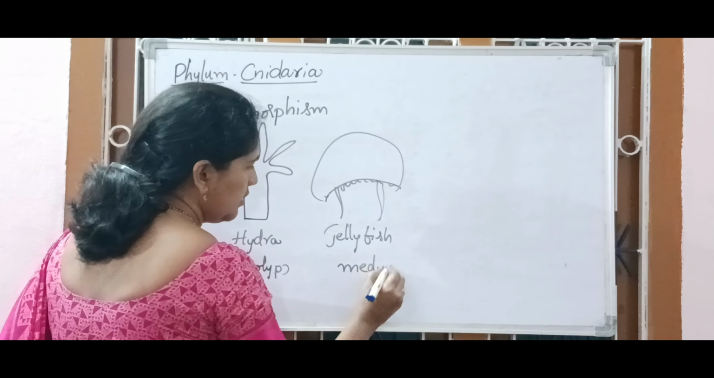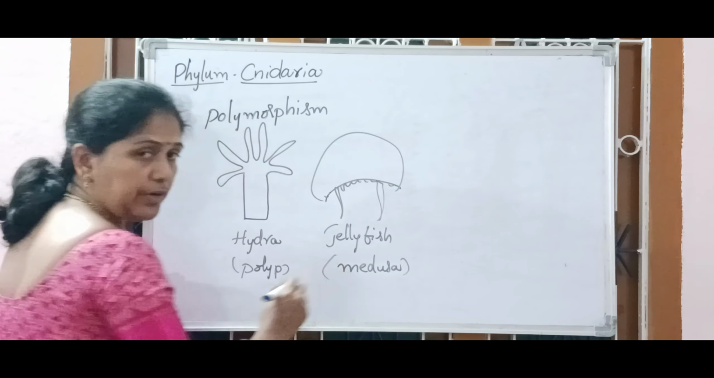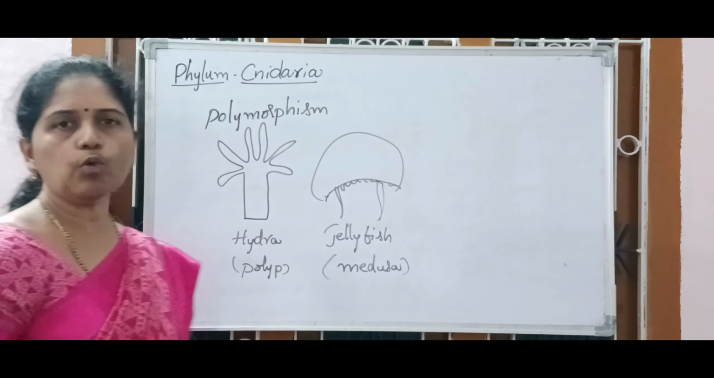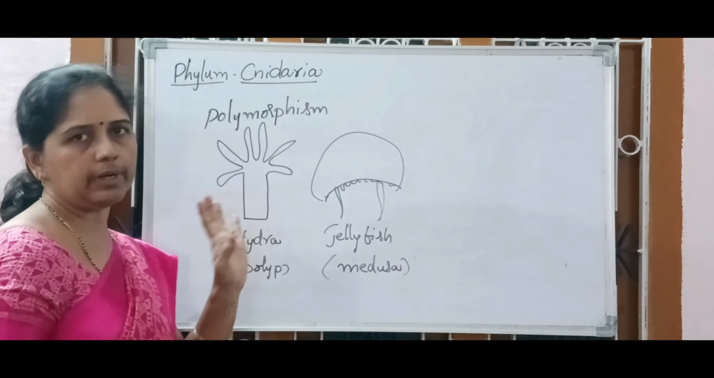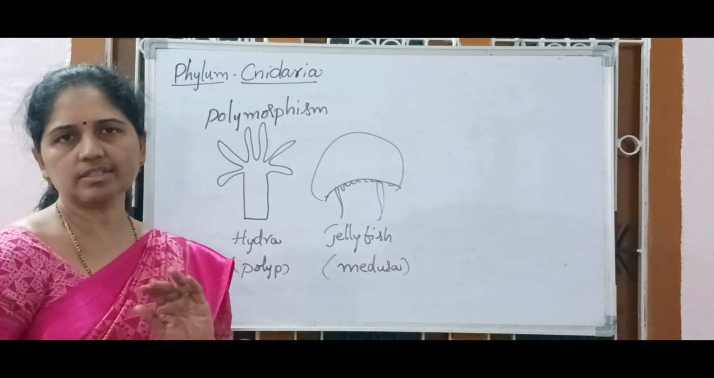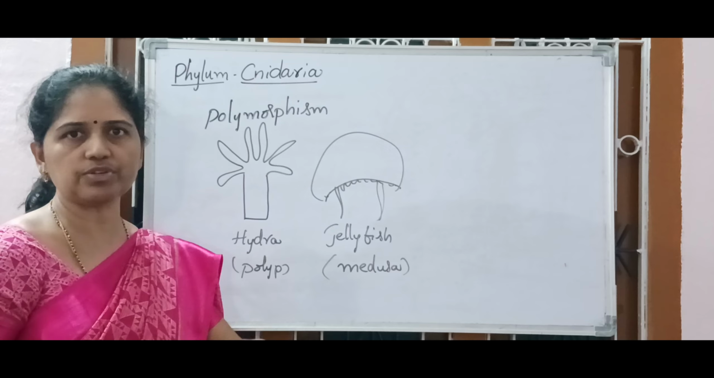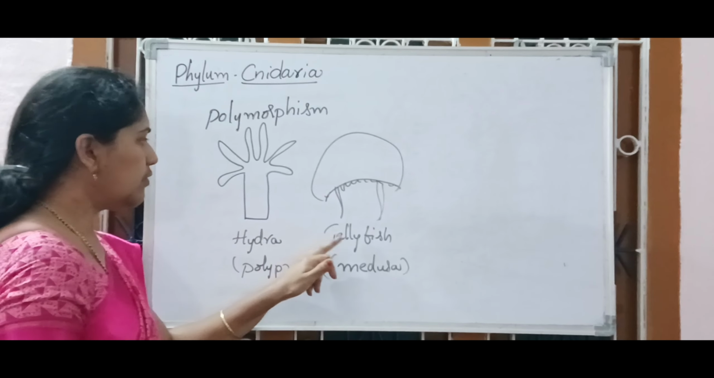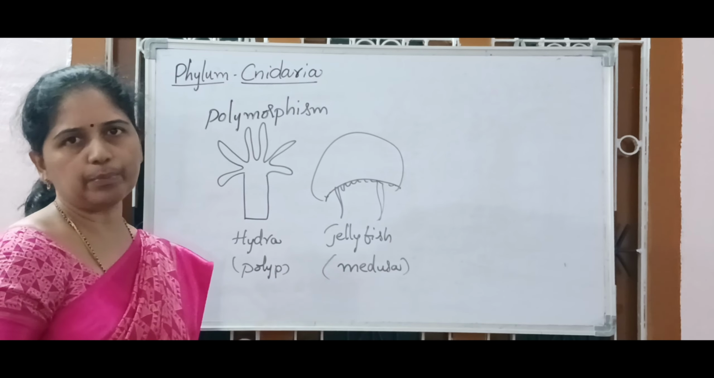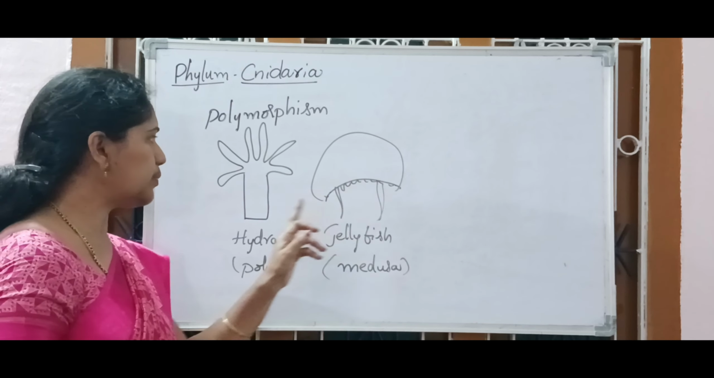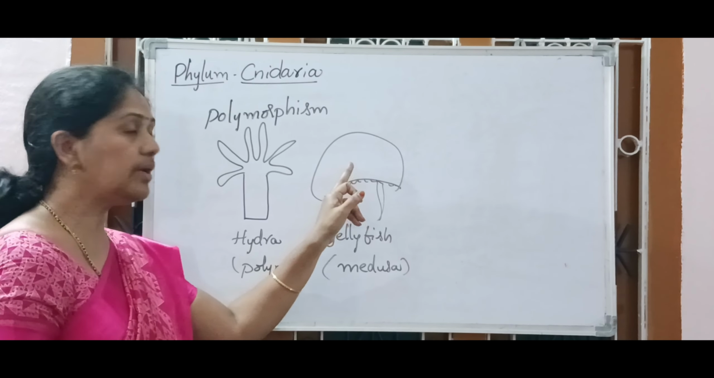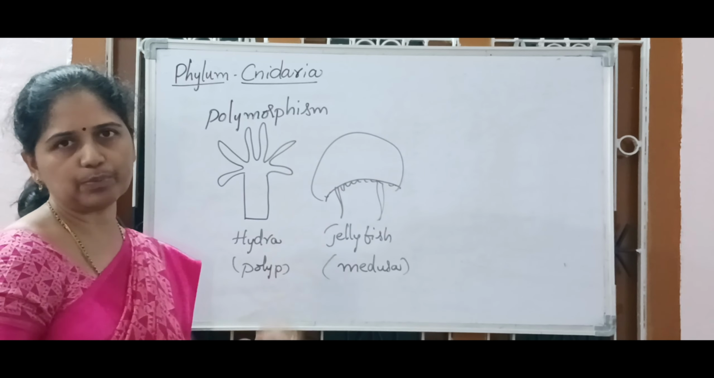Now you can see cnidarians are occurring in different forms. One is the polyp form, another one is the medusa. Now what is the difference between the polyp and medusa? The polyps are sedentary or sessile, means they are attached to the substratum, they are immovable. Whereas the jellyfish, that is the medusa form, are free swimming and umbrella shaped.